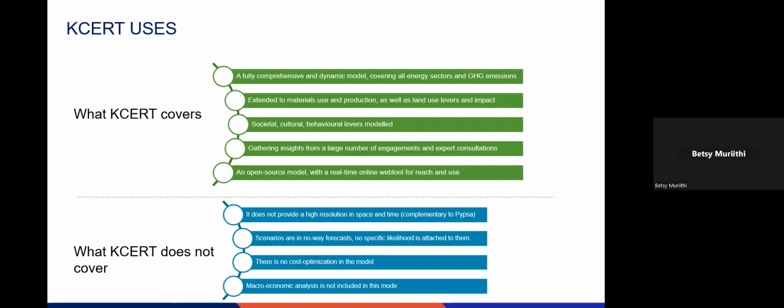The other thing is that scenarios are not forecasts, and so there's no specific likelihood attached to them. Like I said, this is an engineering-based, scenario-based model and not a statistical model. So the scenarios just show you a comparison between business as usual and level 1, 3, 4 type of ambition. There's no cost optimization model, so you would have to use other tools for that. And it doesn't look at the macroeconomic analysis, so it doesn't look at what is going on outside the country and how that would impact energy supply and demand.